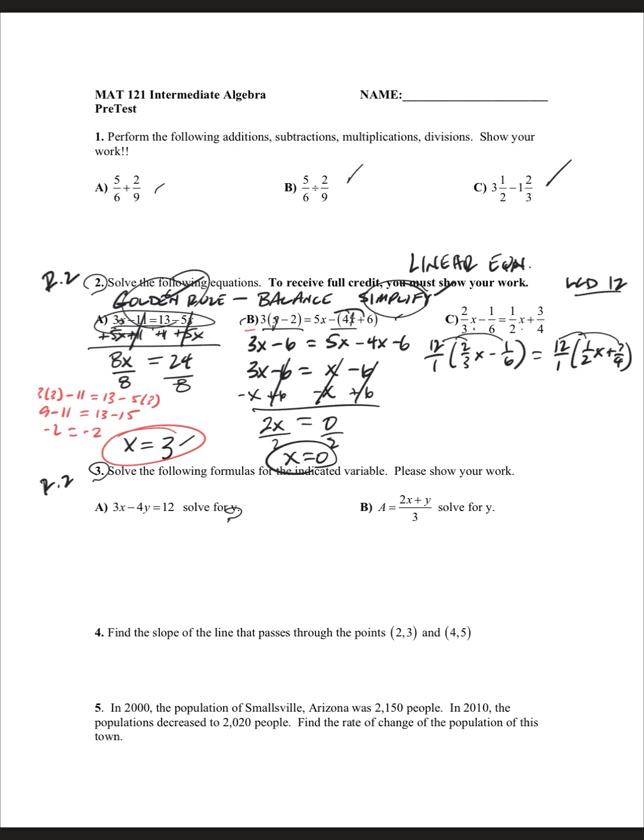When I do that, multiplying fractions, we end up with 24 over 3, 12 over 6, 12 over 2, don't forget your x's, and 12 times 3 is 36 over 4. Because we used the LCD, notice that all these fractions now simplify. 24 over 3 is 8x, 12 over 6 is 2, 12 over 2 is 6x, and 36 over 4 is 9. So now we're ready to play the golden rule.